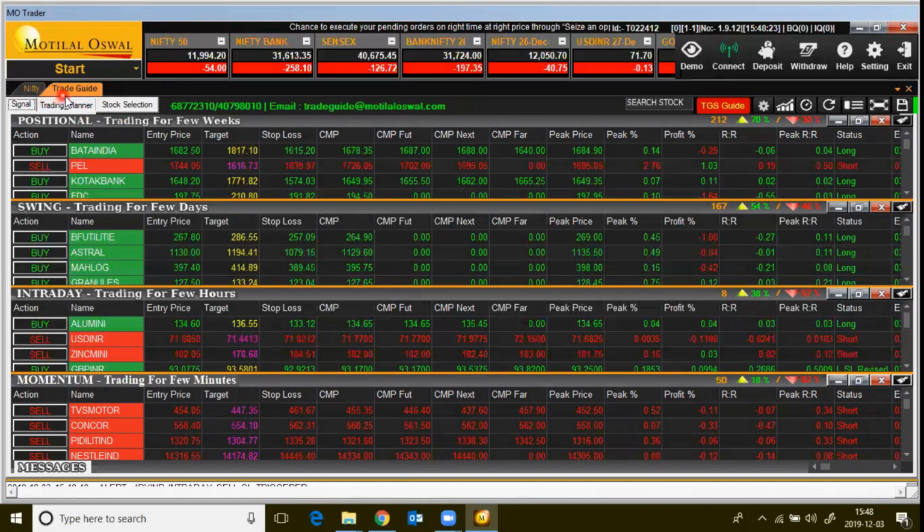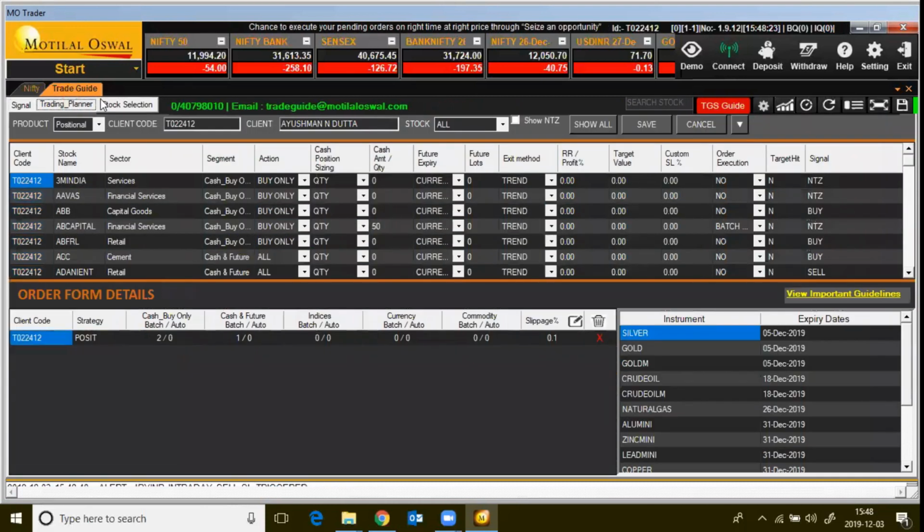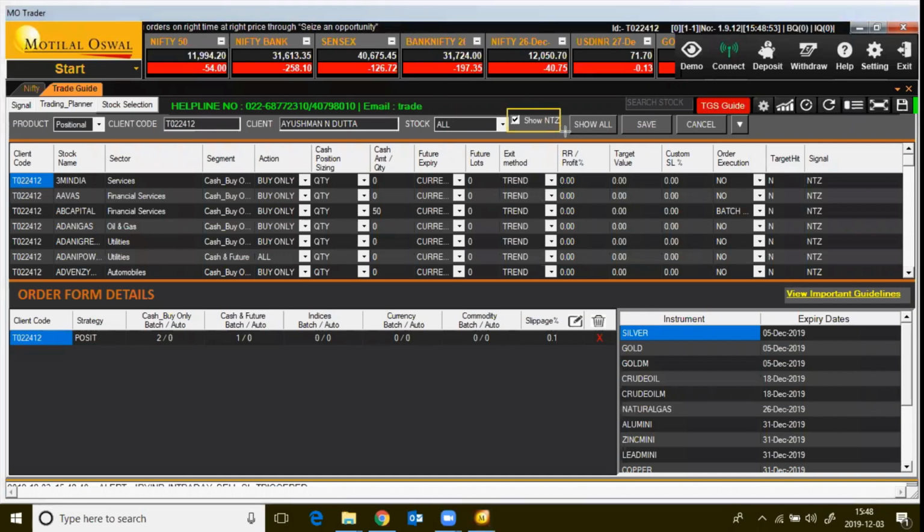So I go to the trading planner and select show NTZ, that is show non-trading zone. I'll select that from here, and I'll mark it for your reference. Once I click on show NTZ, you can see the list of all the stocks right here. Now we are going to see each and every stock and each and every column. Let's take the example of ABC Capital.